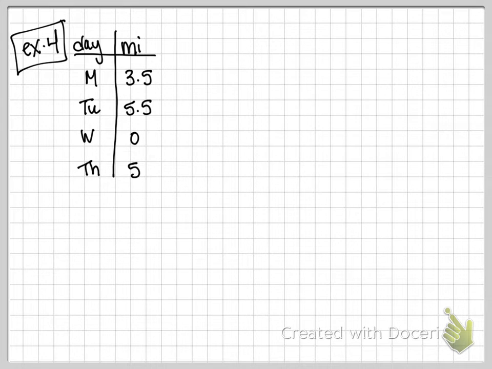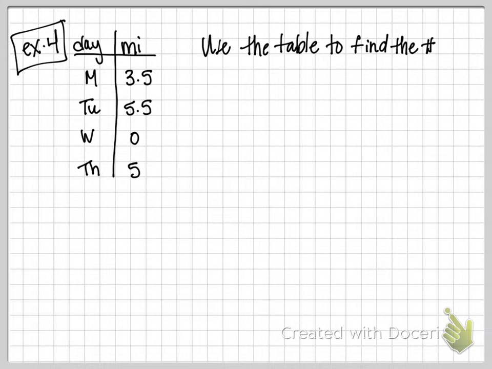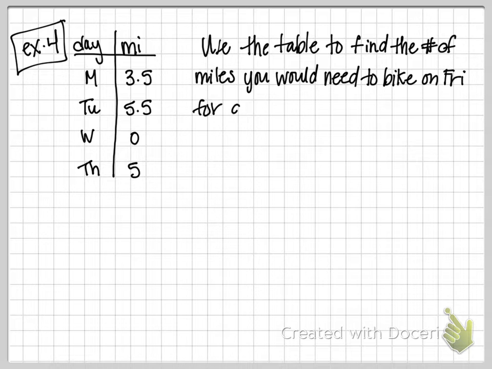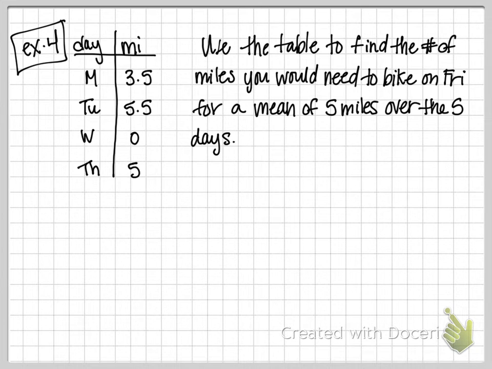And then here's our problem. This is what they tell us. Use the table to find the number of miles you would need to bike on Friday for a mean of 5 miles over all 5 days, Monday through Friday. How are you going to get to a mean? What's another word for mean? Average, yes. For an average of 5 miles.